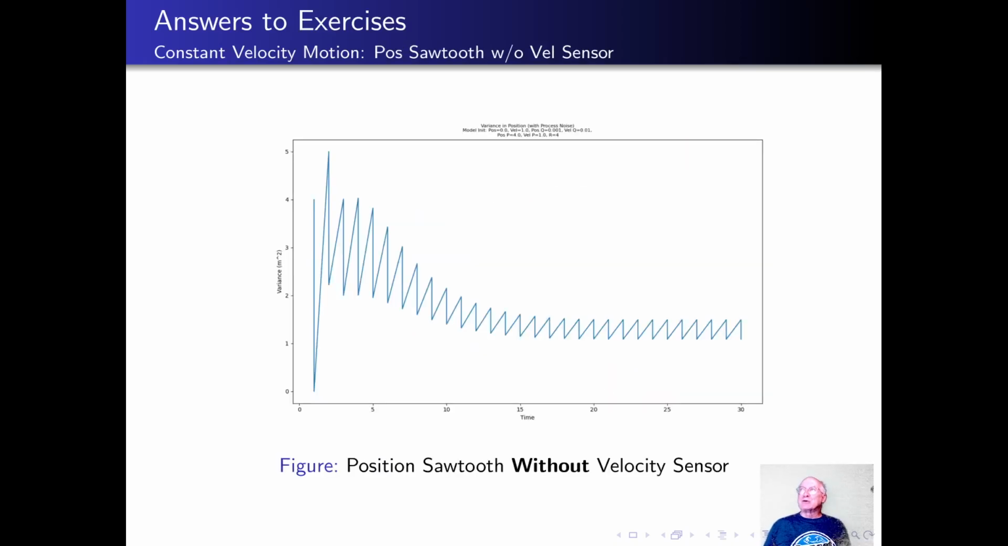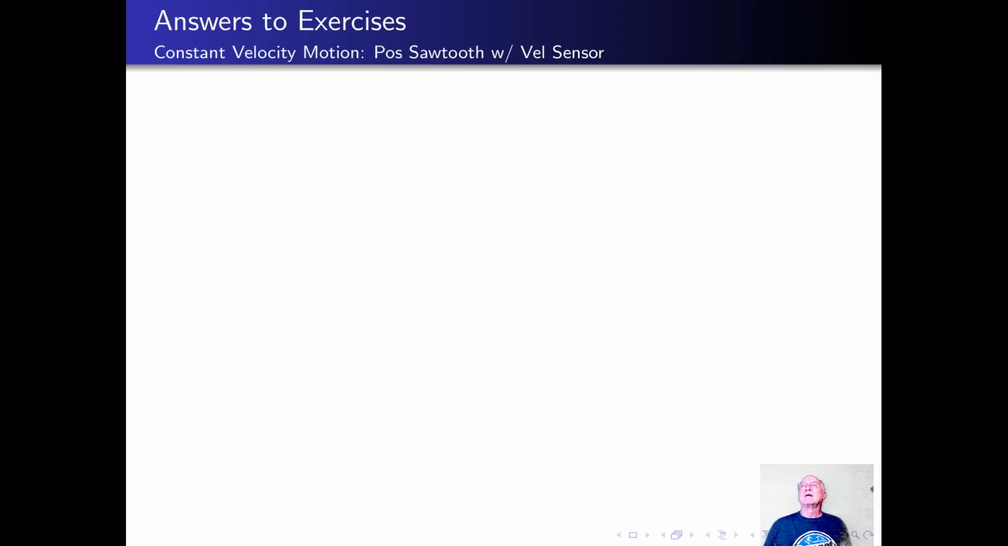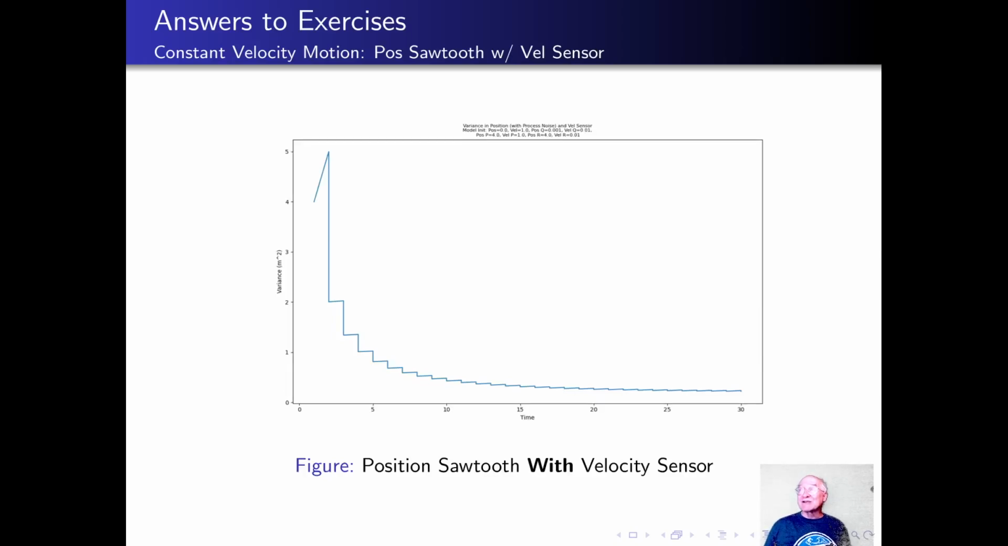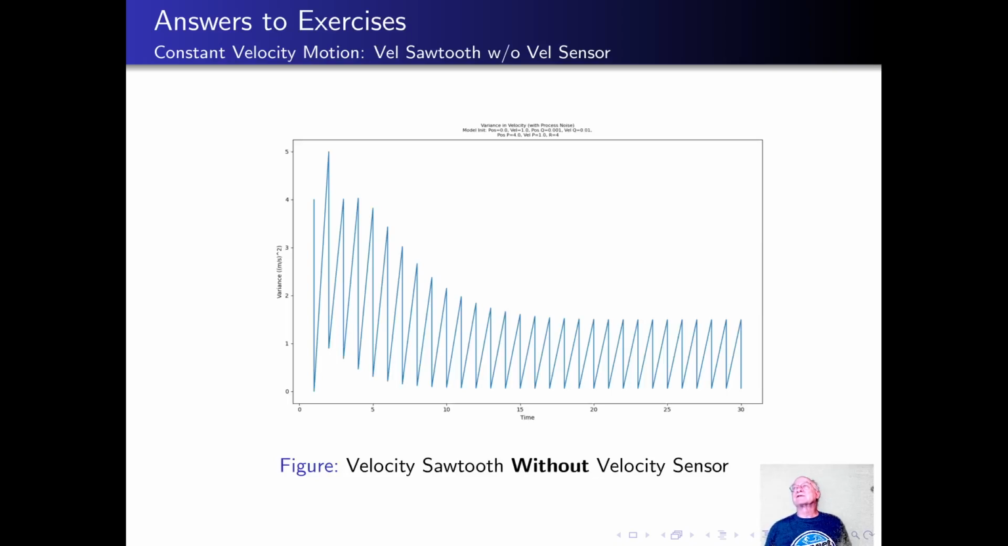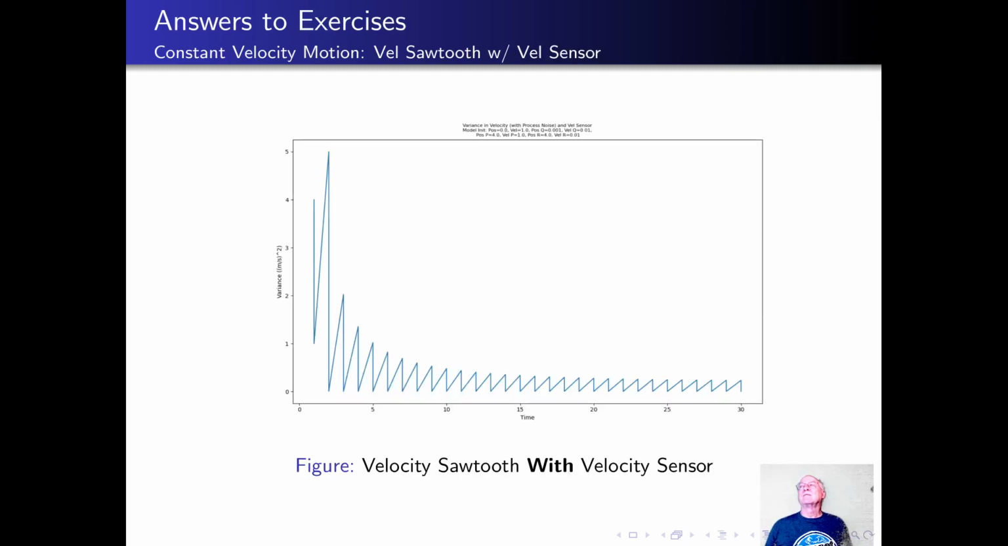And here's the sawtooth for position without the velocity sensor. And here's the sawtooth for position, same scale on both plots, but with the velocity sensor. So you can see dramatic improvement there. Hardly any growth from time step to time step. And here's the variance in velocity without the velocity sensor. And now here's the variance in velocity estimation with the velocity sensor. And you can see there's quite a bit of improvement here.